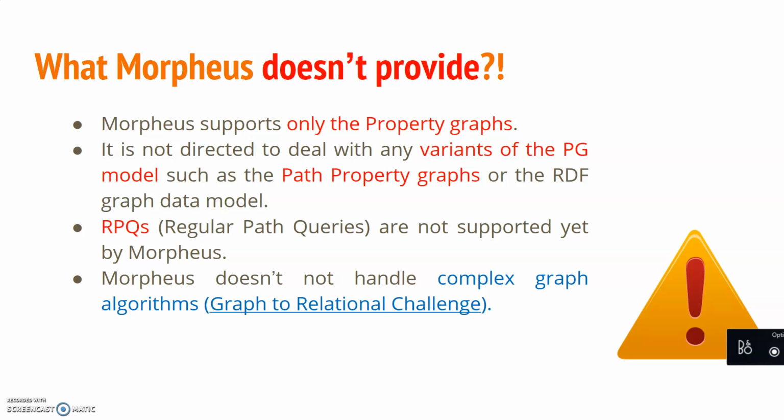However, Morpheus still has some limitations. For example, it currently supports the property graph data model, but it is not designed to deal with any variants of property graphs, such as path property graphs. It also does not support the popular RDF graph data model. Morpheus doesn't yet support regular path queries, and it also cannot handle complex graph algorithms, such as algorithms that would be translated into recursive SQL queries. This is a problem related to graph-to-relational challenges.